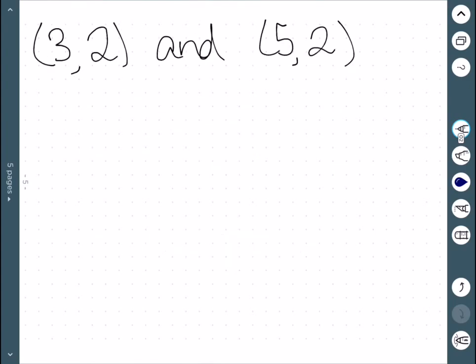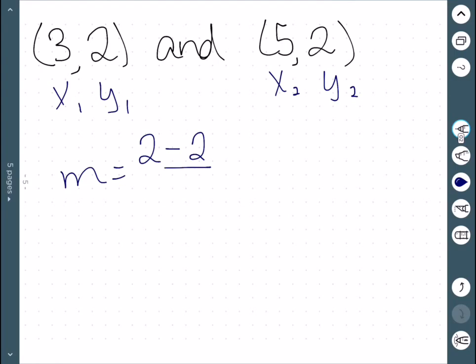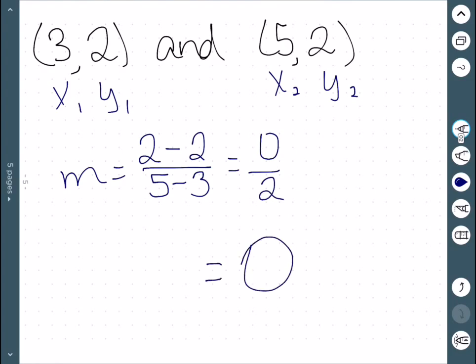Our last example on finding the slope, I have these 2 points, x1, y1, and x2, y2. I have my slope is y2 minus y1 over x2 minus x1. In this case, 0 over 2, which means this line has a slope of 0.